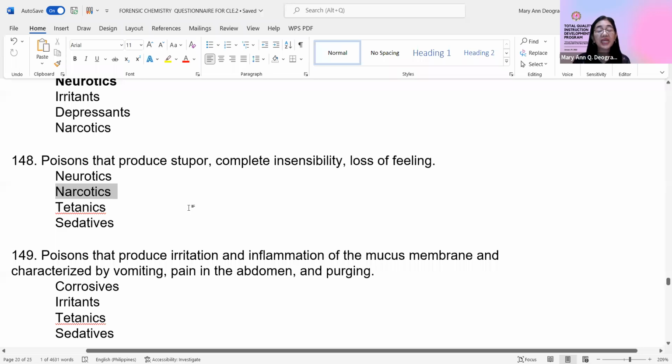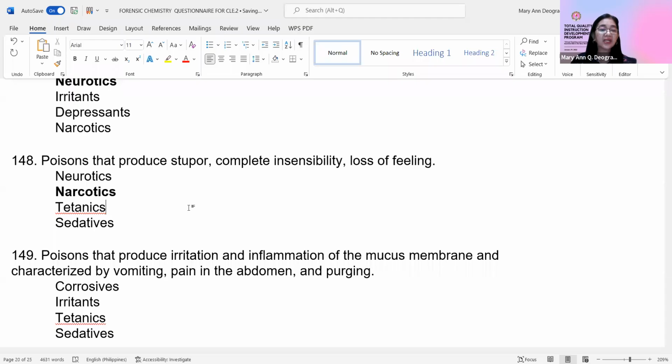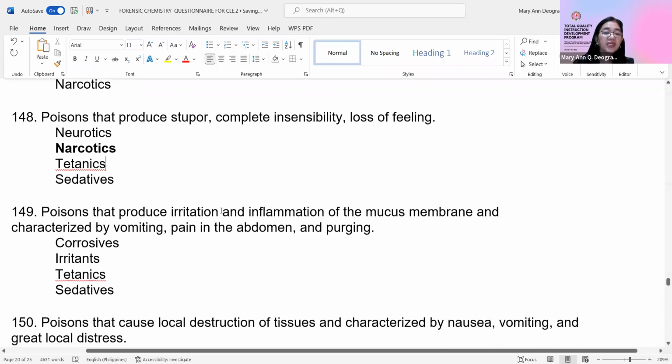Poisons that produce irritation and inflammation of the mucous membrane and characterized by vomiting, pain in the abdomen, and purging. So, hindi kasama si sedative dyan, pampakalma yan eh. Tetanics, meron na tayo doon. Alin sa dalawa, is it corrosives or tetanic? Irritants. Ayun, irritants. Pag purging, irritants yan. Example ng irritants is yung arsenic. Arsenic is a rat poison.